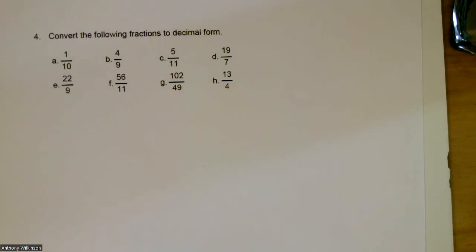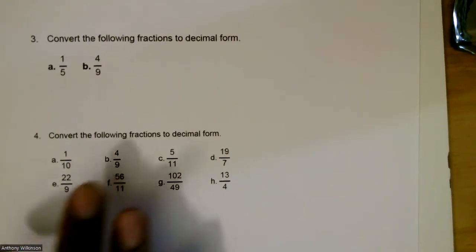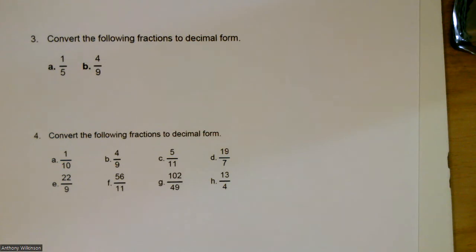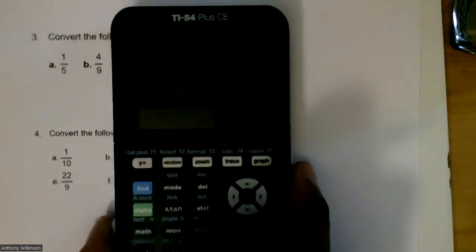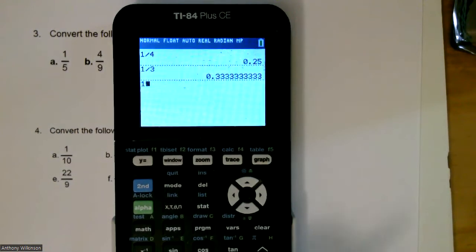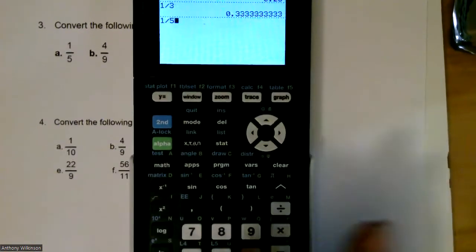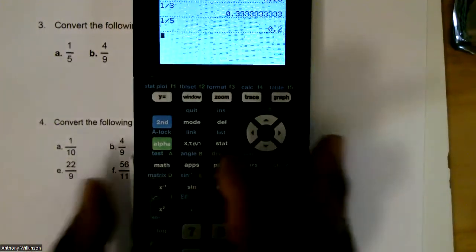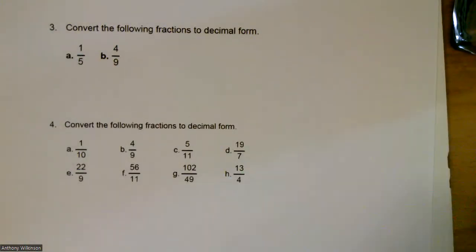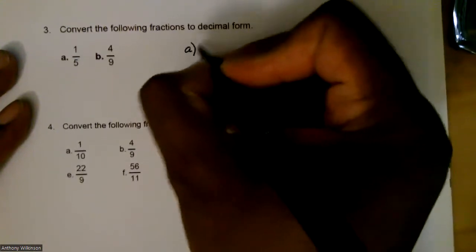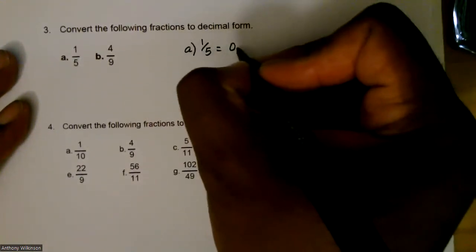All right, on the next page, we're going to convert to decimal form. Like 1/5. And yes, you can use a calculator for this. It's not that bad. 1 divided by 5. Numerator divided by denominator. 1 divided by 5. And then hit enter. It'll be 0.2. So in this case, 1/5 as a decimal would be 0.2.